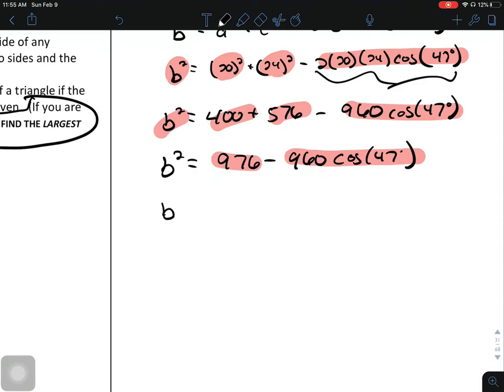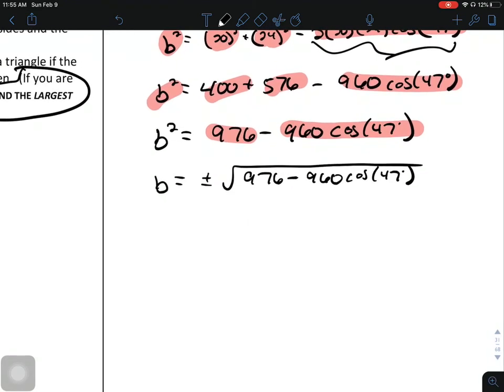To get b by itself, you're going to square root both sides. Anytime you initiate a square root, it's plus or minus. We're trying to find the length of b, which is in a triangle. For our purposes, those are always going to be positive. Put this in your calculator. You're going to get about 17.9, positive version. Directions, find the length of b. We did it. Let's do another.